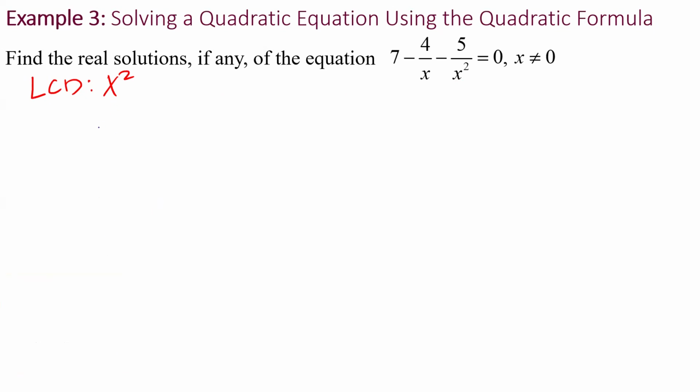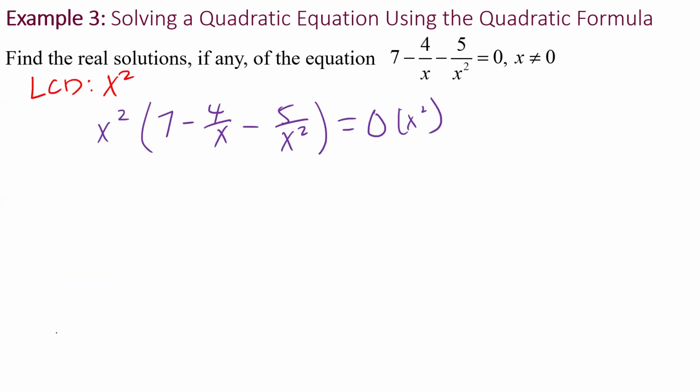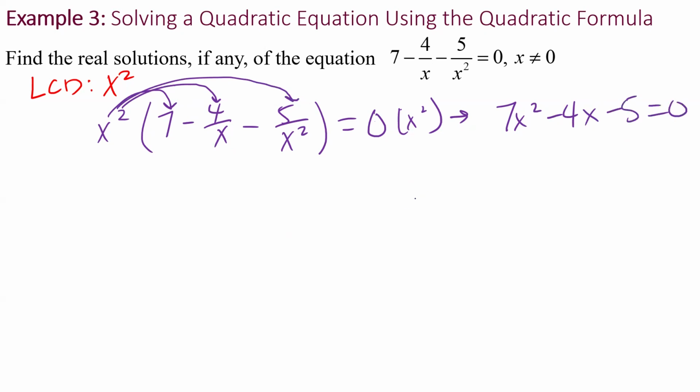So when we say we're multiplying everything times x squared, it's x squared times 7 minus 4 over x minus 5 over x squared equals 0 times x squared. In order to multiply, that means we're distributing. What is 7 times x squared? 7x squared. What is 4 over x times x squared? 4x. And then x squared times 5 over x squared is 5. Was that terrible?